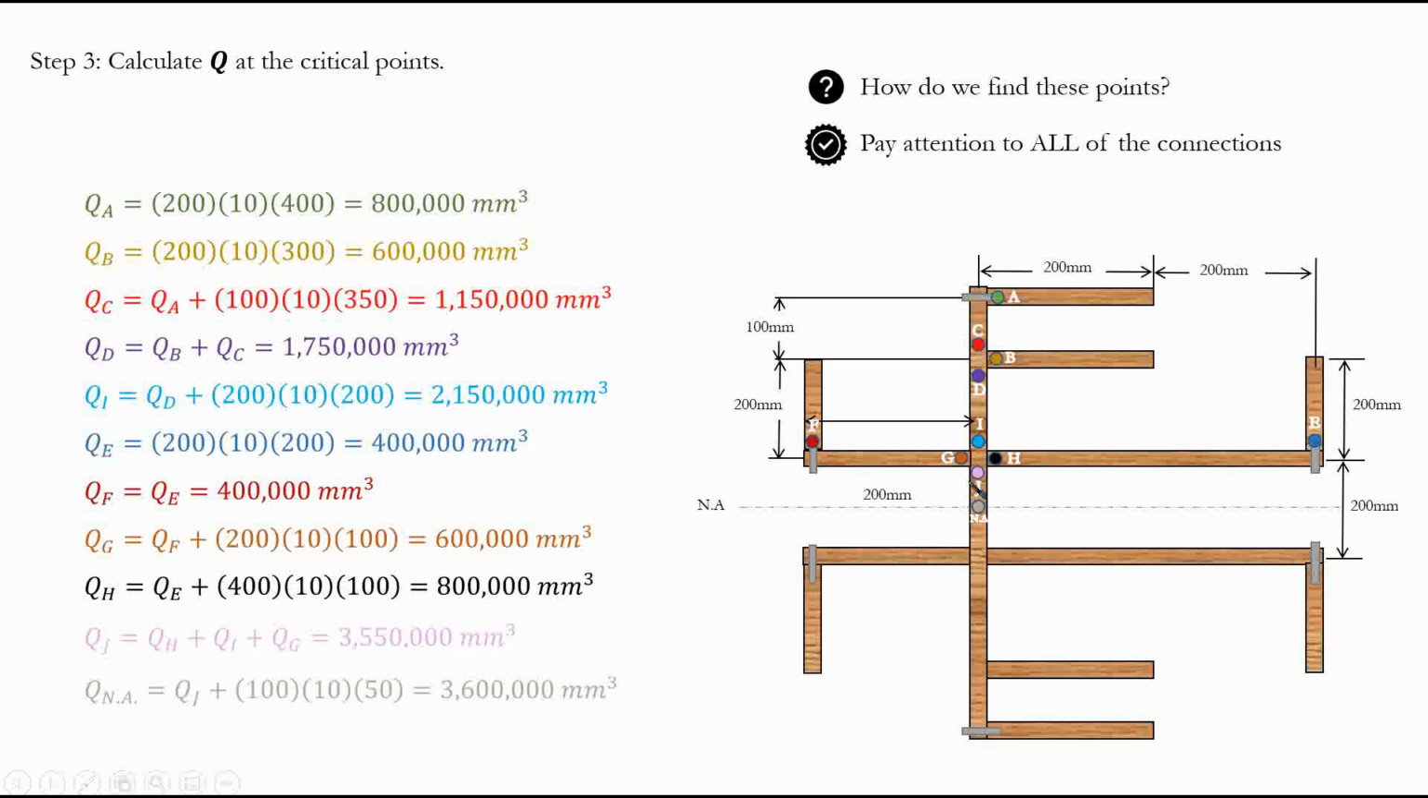From the centroid to this neutral axis, which is going to be 100 divided by 2, or 50. Okay, so that's how we calculated all of our Q values at the critical points that we found.